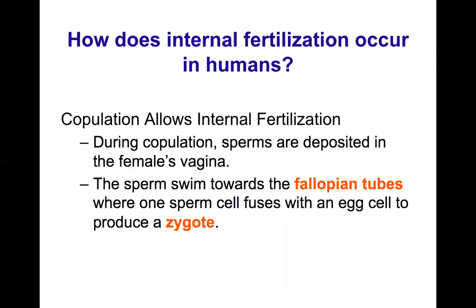Now, let's take a look at humans. How do humans perform internal fertilization? Copulation certainly has to happen, in which the penis of the male's body is inserted into the female's vagina. The main goal is to deliver the sperm such that it can go find the egg, the mature ovum sitting inside the fallopian tubes inside the female body, to fertilize it to form a zygote.